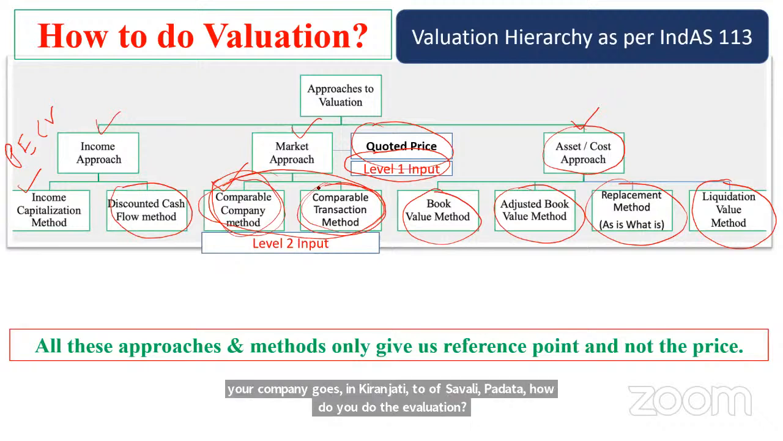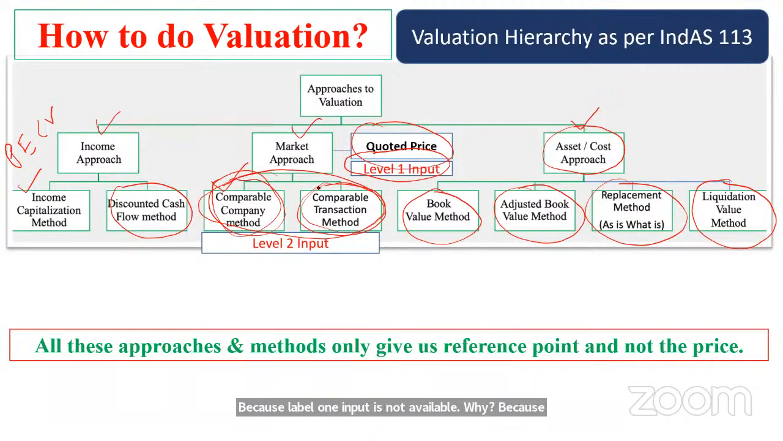Because level 1 input is not available. Why? Because this company is not listed. Level 2 input is also not available because it's a private limited company. And being a private limited company, it is very difficult to find a comparable company which is comparable in all respects, so as the same company. So then how do you do the evaluation?